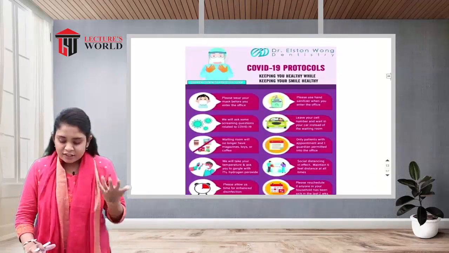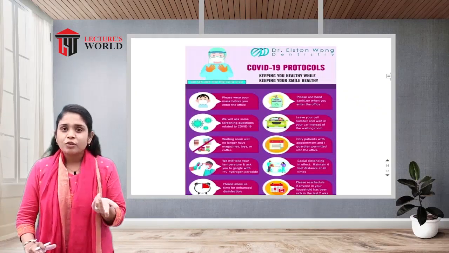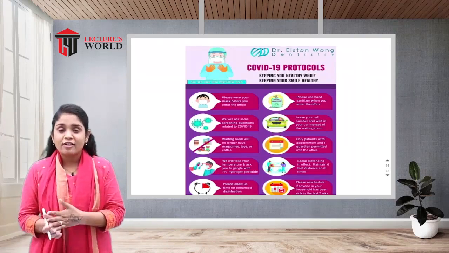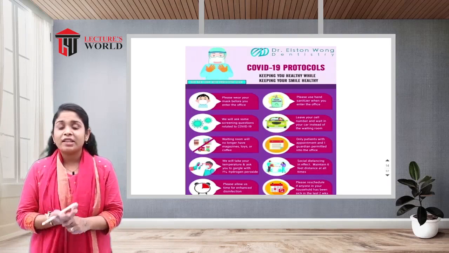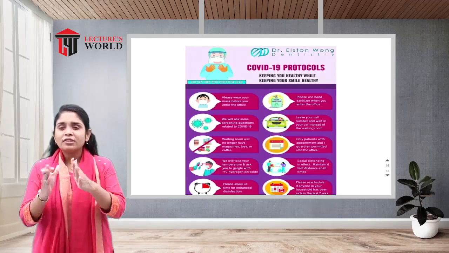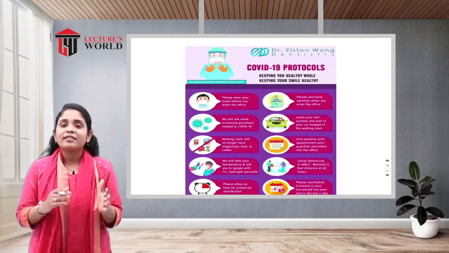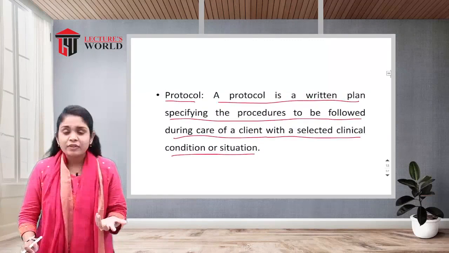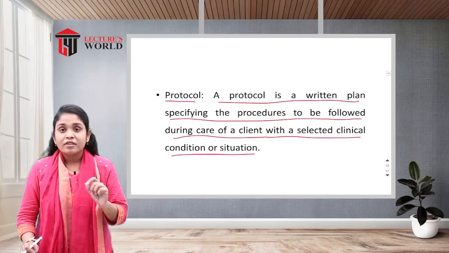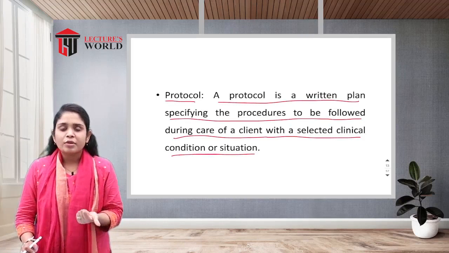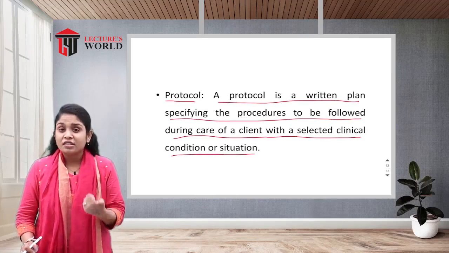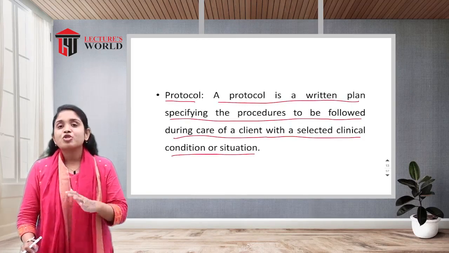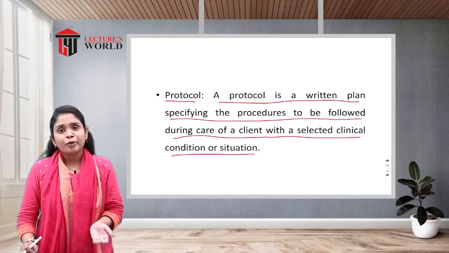Here I have taken one example, the COVID protocol. As we know, in the COVID time we should wear the mask, sanitize our hands, do hand washing properly, and maintain the distance. All these things which have been highlighted are known as a protocol. For a certain situation or condition, they write a plan which has to be followed by the patient, then the relatives, the nurses, the health personnel, and otherwise the community. That has to be followed by everyone. So that is known as a protocol.